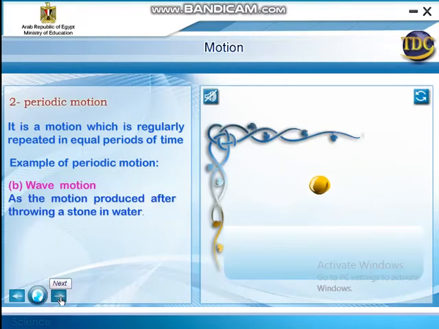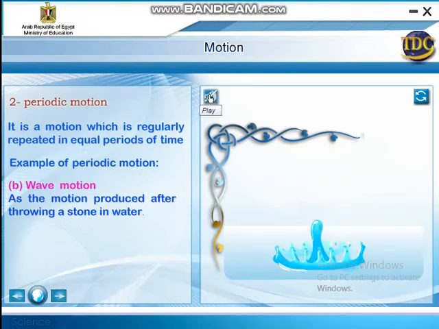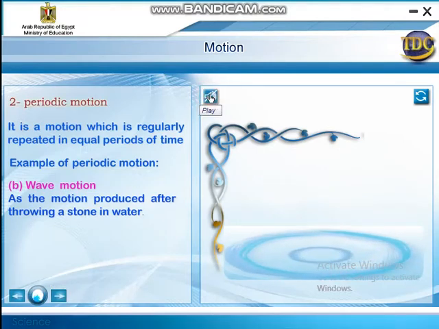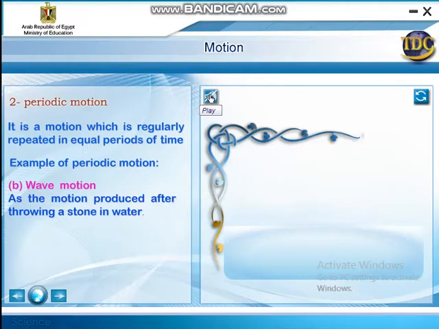Number 2, wave motion, as the motion produced after throwing a stone in the water.